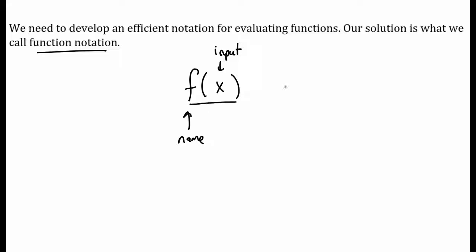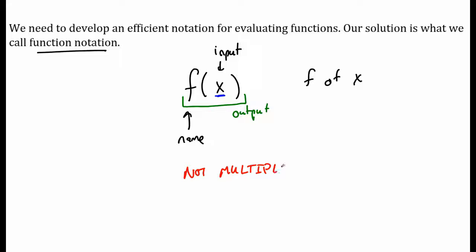The way that you read this is f of x. F of x represents the output. This whole thing is the output. So what this is saying is you input x into the f function and find the output. Some people think it's multiplication. It's not f times x. It's not multiplication. It's saying input that into the function. So let's practice. Whatever's in the parentheses is your input into that function.